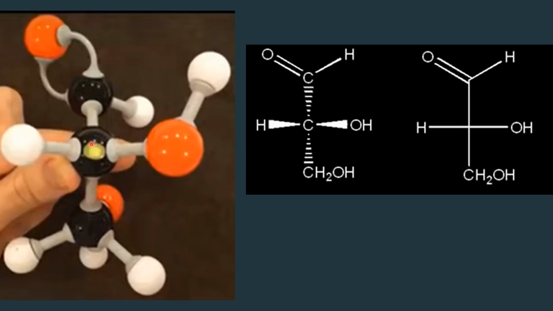Now what we have done here is we have rotated the molecule in such a way that the bond between carbon and hydrogen and carbon and OH, these two bonds are coming towards the viewer, and the aldehyde carbon and the CH2OH carbon bonds are going away from the viewer. And now this is depicted with a flying wedge formula here.